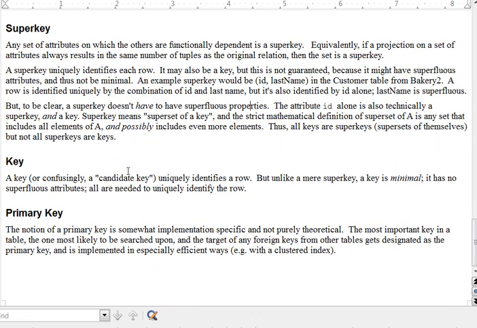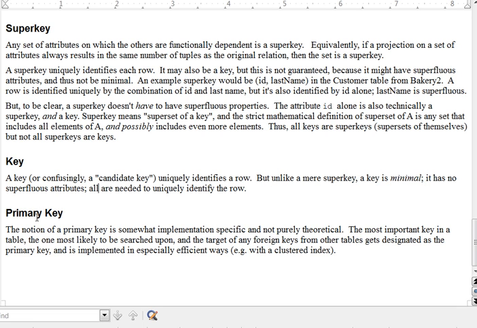A key, or somewhat confusingly a candidate key, uniquely identifies a row, but unlike a mere superkey, a key is minimal. It has no superfluous attributes. All are needed to uniquely identify the row.